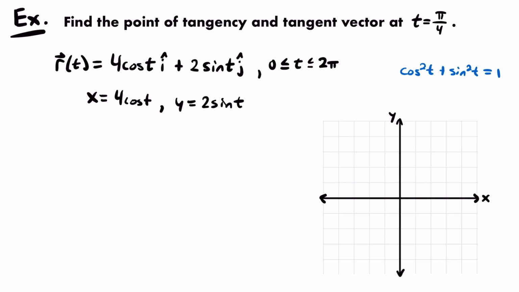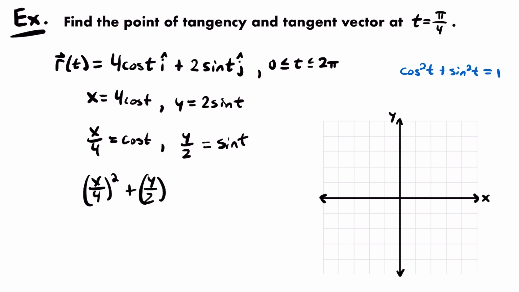That's typically what you want to use to eliminate the parameter when working with 2 parametric equations that involve sine and cosine. All right, so what we should do here is just solve for cosine and sine in each of these equations and then plug what they're equal to into the identity. So we'll have x divided by 4 equals cosine t, and y divided by 2 equals sine t. So then plugging those into this identity will give us (x divided by 4) squared plus (y divided by 2) squared equals 1. All right, and then simplifying that will give us x squared divided by 16 plus y squared divided by 4 equals 1.